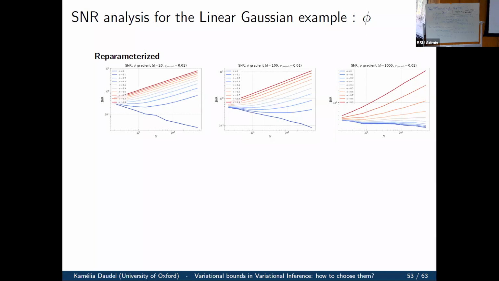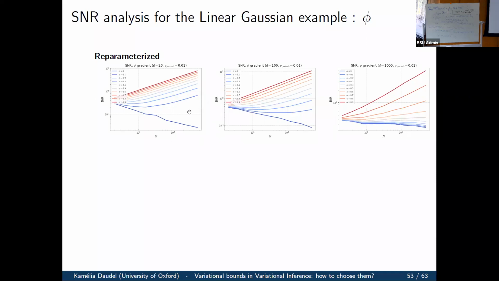Can I just ask a question regarding the gradient? What is the advantage of using it with the VR bound? Because basically the advantage is that you can correct the signal to noise ratio. Yes. Basically, it gets even better. That's the curves I'm going to show you. So this is for the linear Gaussian example, the one considered in Rainforth and co-authors, in dimension 20, in the reparameterized case.